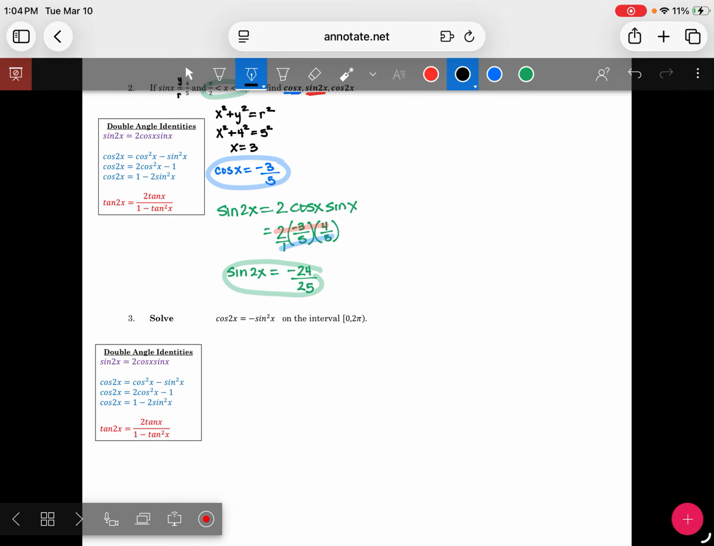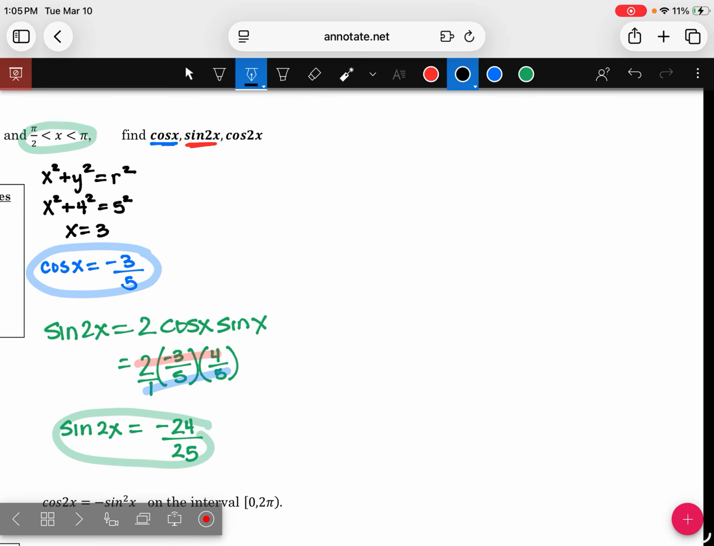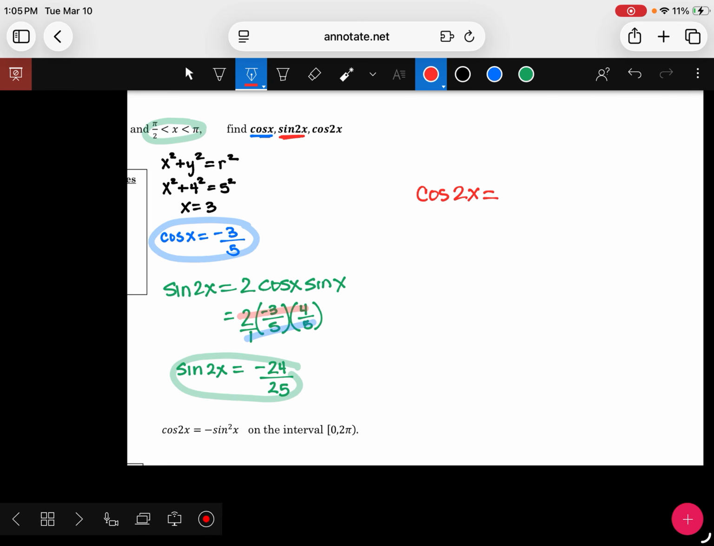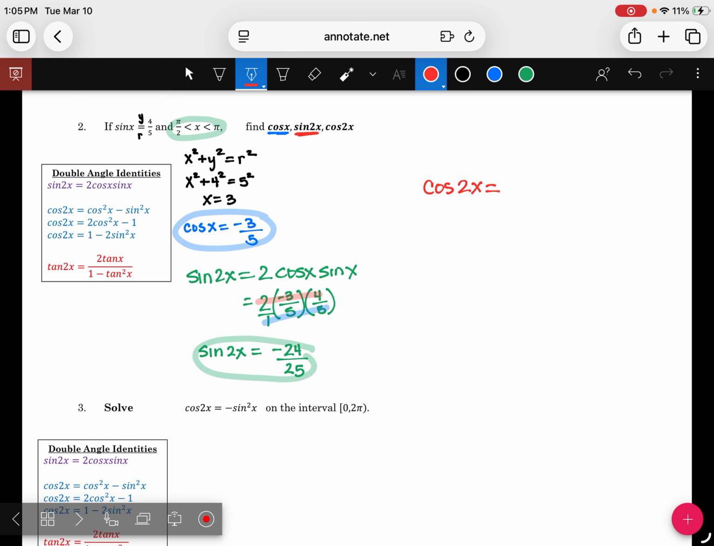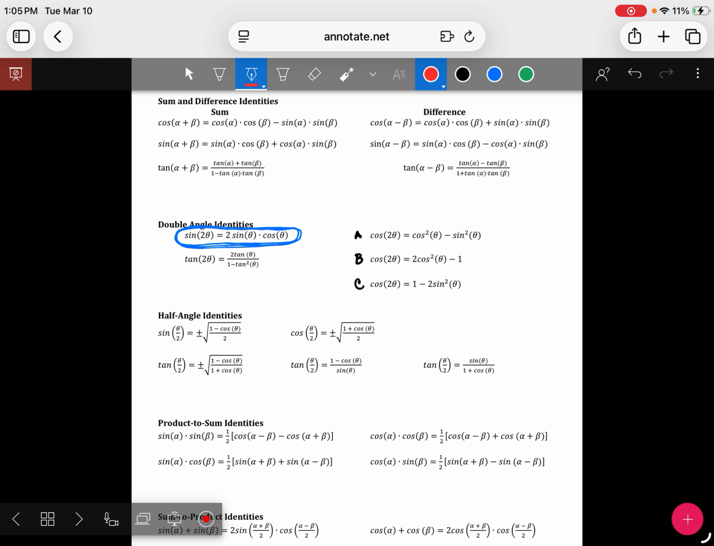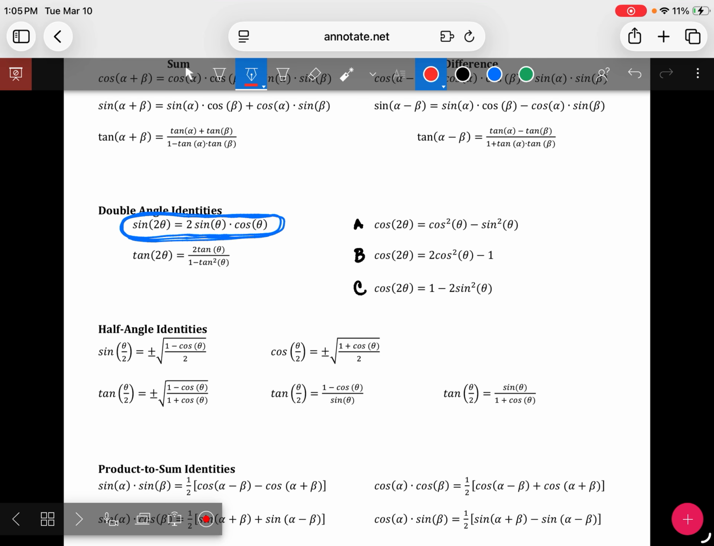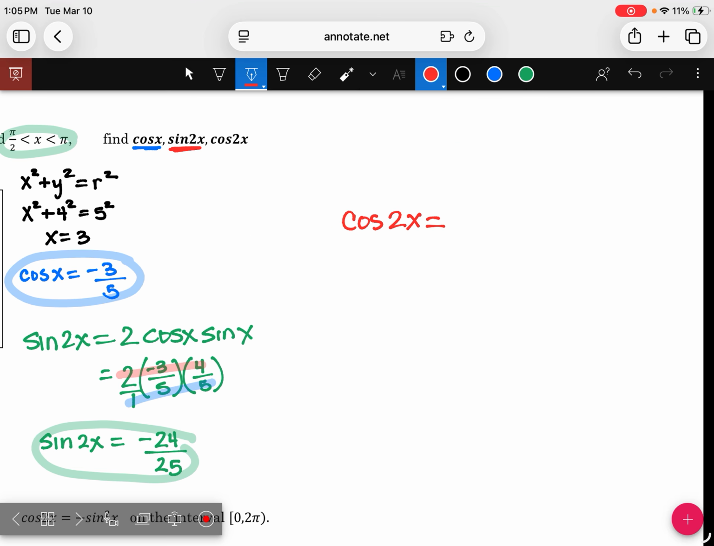So if we're going to do B, B says that the cosine double angle is equal to 2 cosine squared minus 1. Okay. So that would be 2 times my cosine, which we figured out was negative 3/5 squared, minus 1. So we're going to do order of operations.